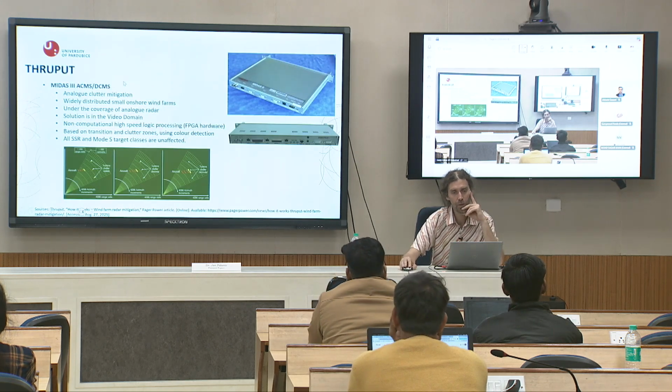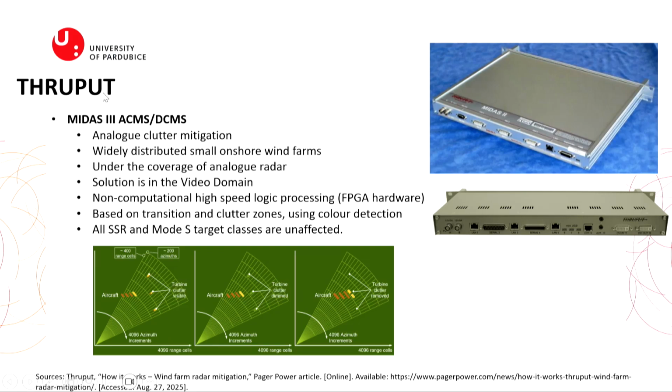Second is Throughput company. They have a product called Midas Free, and ACMS and DSMS, which is an analog clutter mitigation system and a digital clutter mitigation system. So it is for analog and digital form, but it is similar. One is analog, one is digital. And note, it is not a radar, it is just a mitigation system.